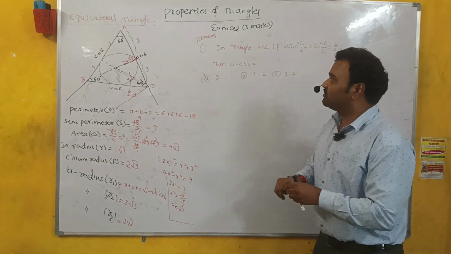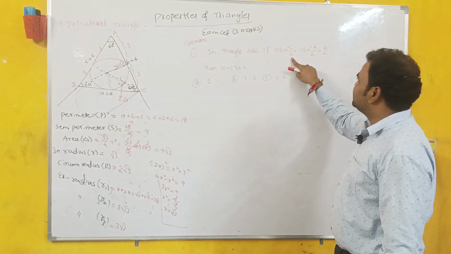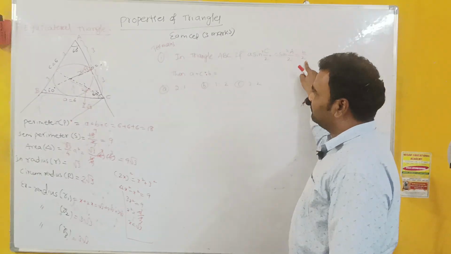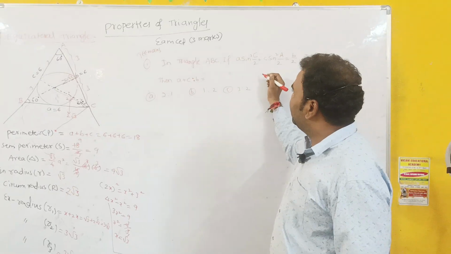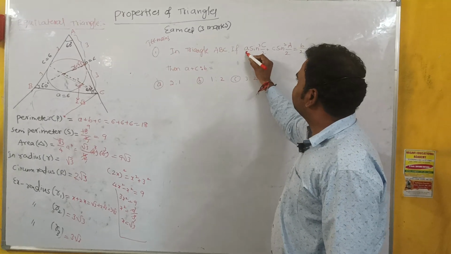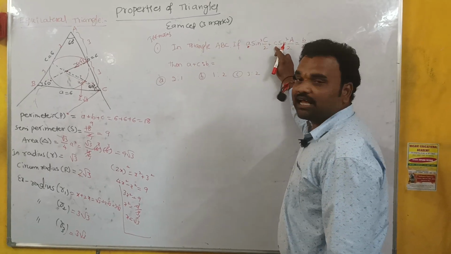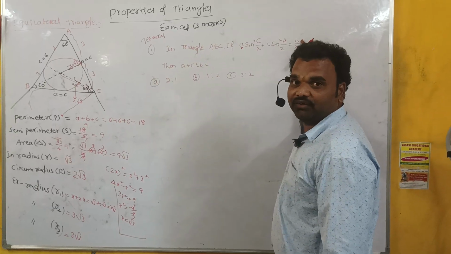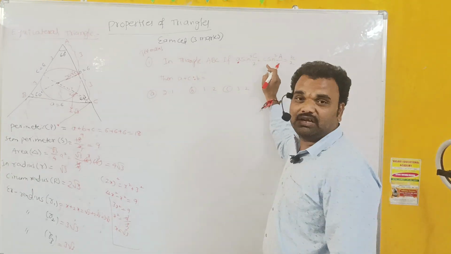Now this is the previous question. In triangle ABC, if a sin square C by 2 plus c sin square A by 2 must be equal to b by 2, then a plus c is to b. Okay. Here a is small, c is small. Capital C is an angle, small a is a side. Small letters should be known as sides, capital letters should be known as angles.